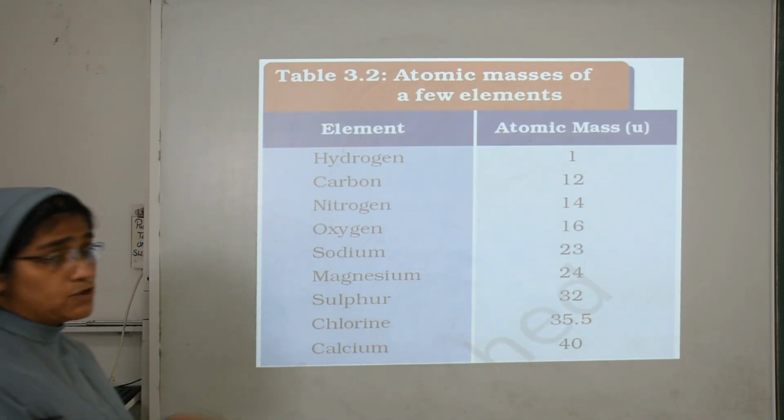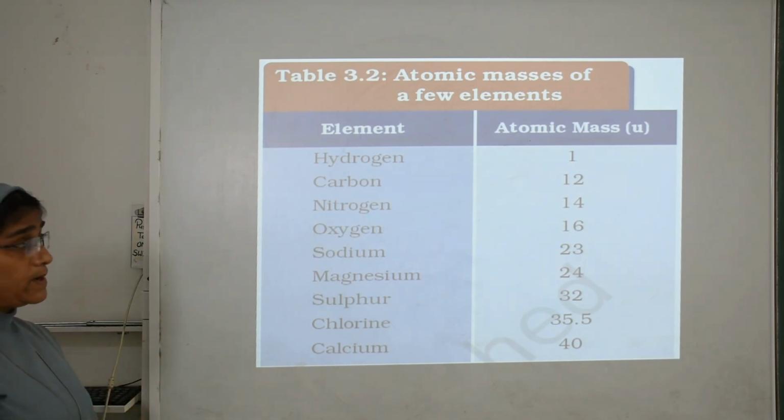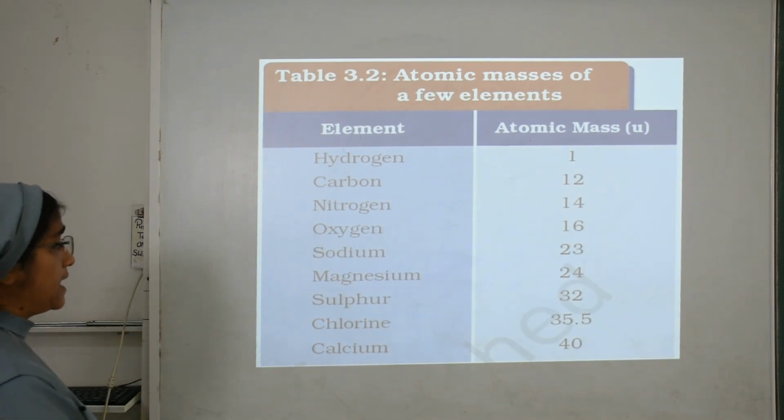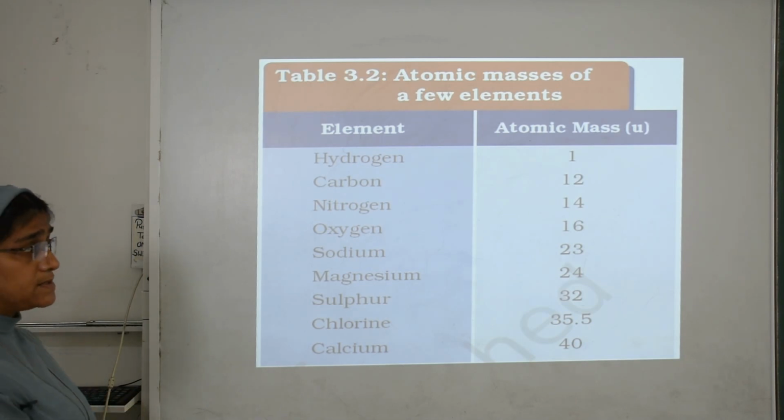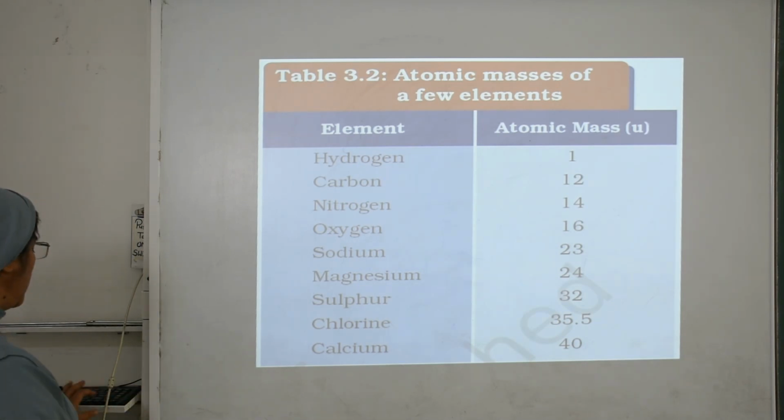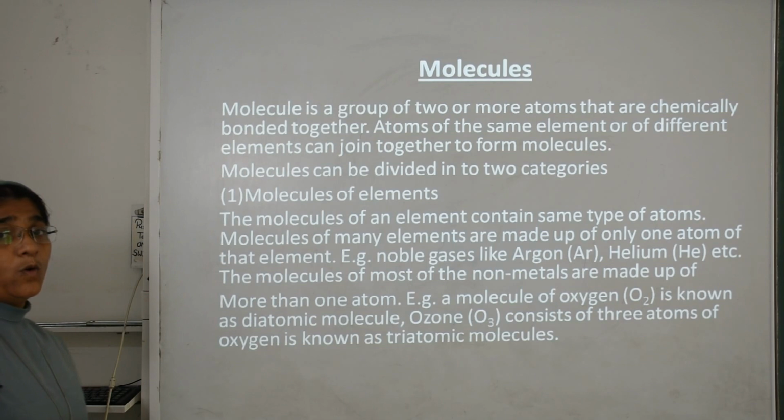You have to learn all of this by heart: the atomic mass of these elements. At least 20 elements' atomic masses you have to learn this year. Next we will study molecules.